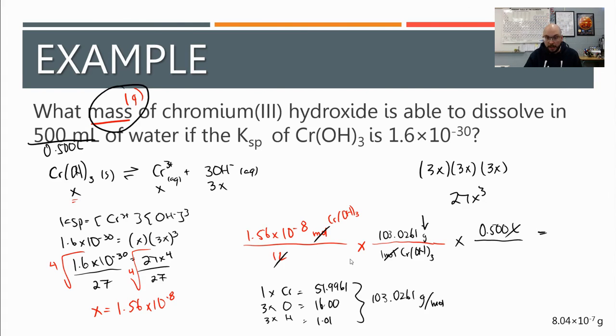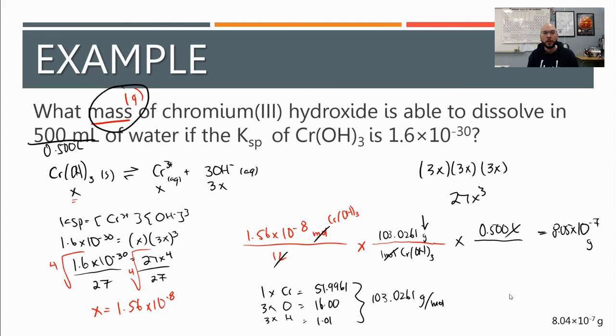So we've got 1.56 times 10 to the negative 8 multiplied by 103.0261 times 0.5, and then divided by 1. It's not going to make any difference. This works out to being 8.05 on my calculator because I kept a couple of extra sig figs. The answer down there is 8.04. If you had either one, I would mark them both correct. So 8.05 grams.